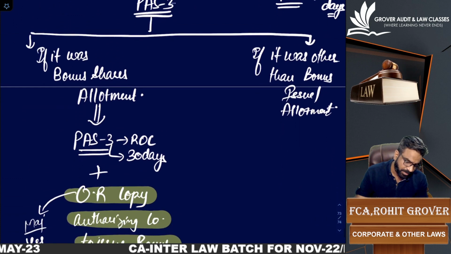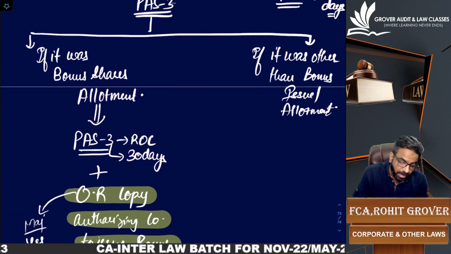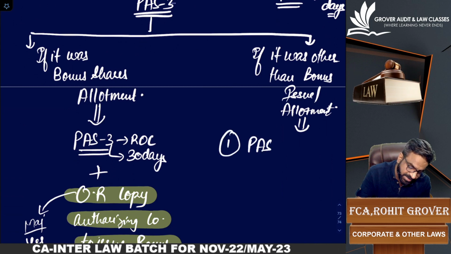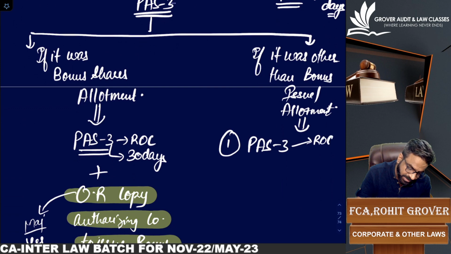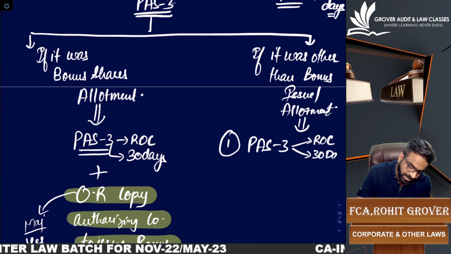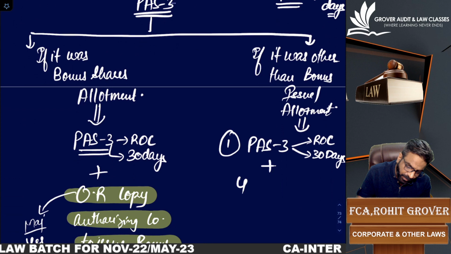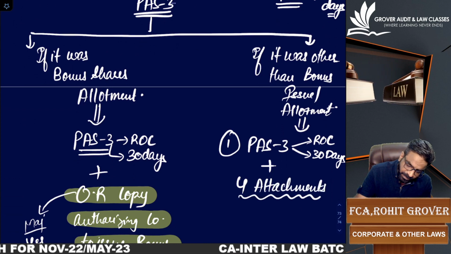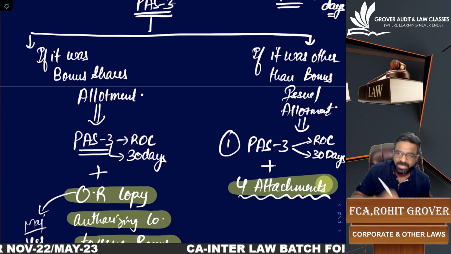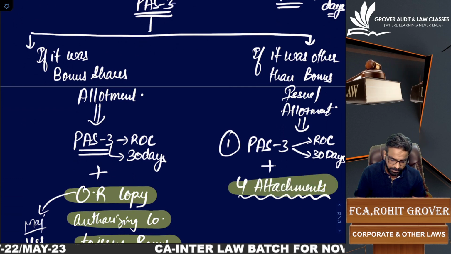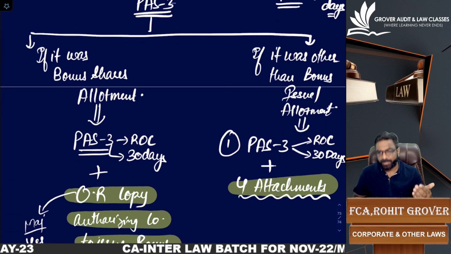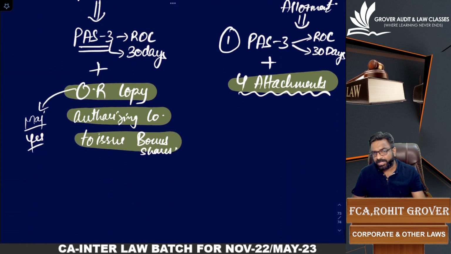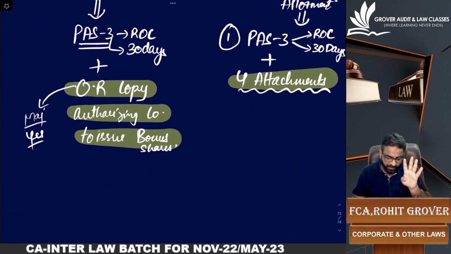But when we issue an allotment other than bonus shares, we file PAS3 with the ROC within 30 days, plus 4 attachments. On the bonus side, how many things did we attach? Only one, the OR copy. But in case of other than bonus issue, we have to attach 4 copies. So what are the 4 copies?